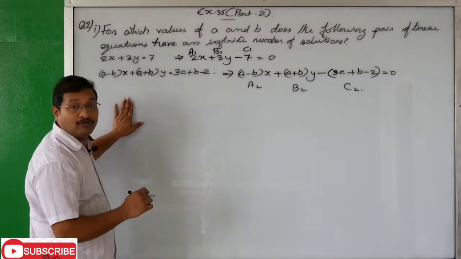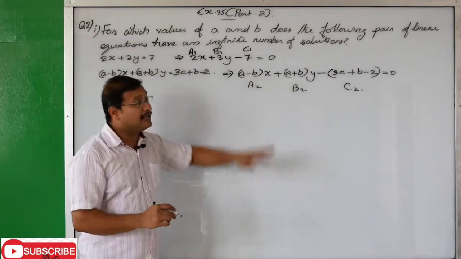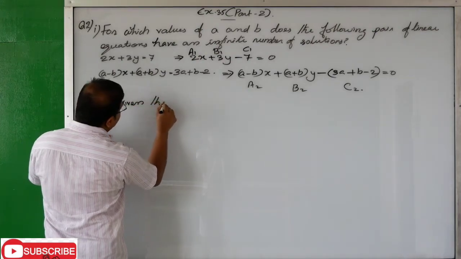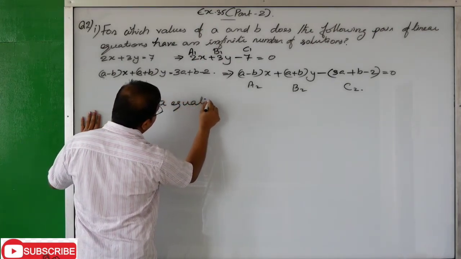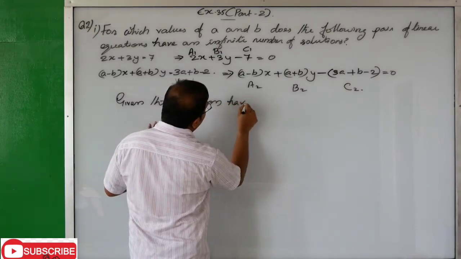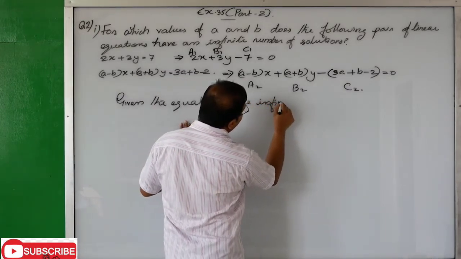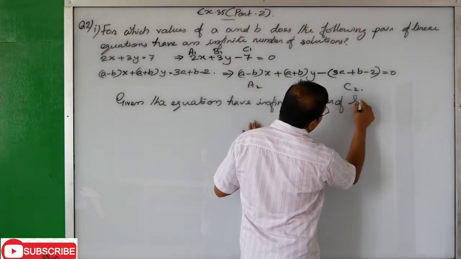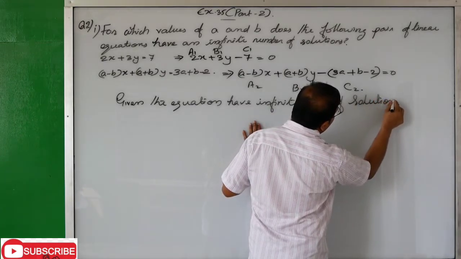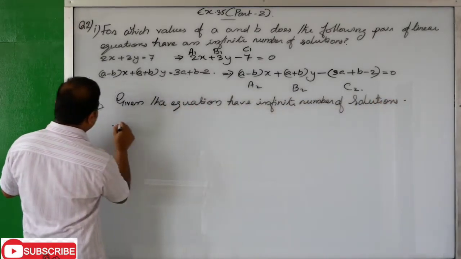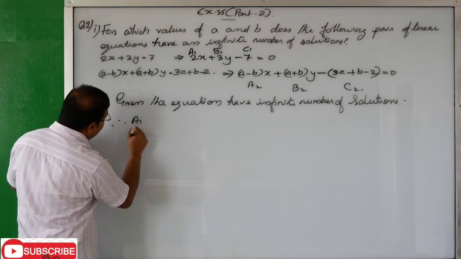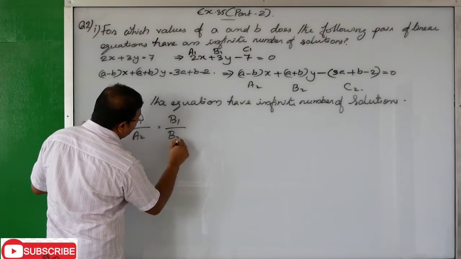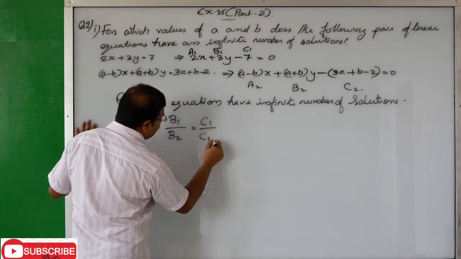Ready? Now what you will do? This is already given in the question. What is that? The equations have infinite number of solutions, isn't it? So given the equations have infinite number of solutions, therefore, what is the condition? A1 by A2 equals B1 by B2 equals C1 by C2.